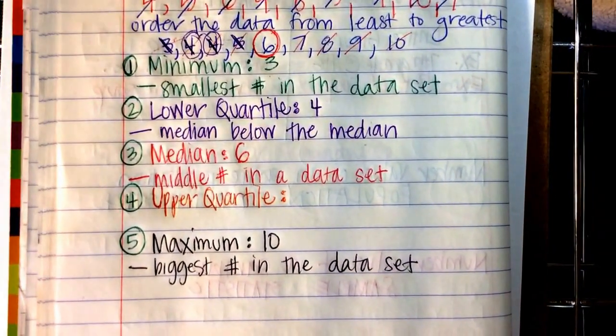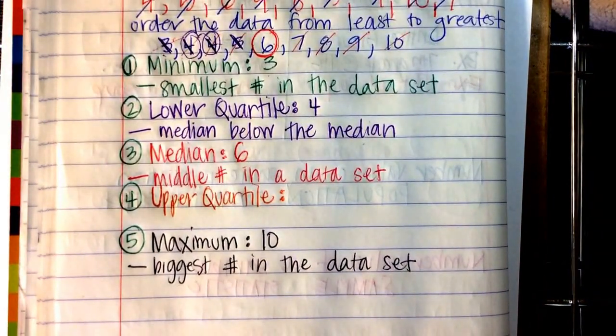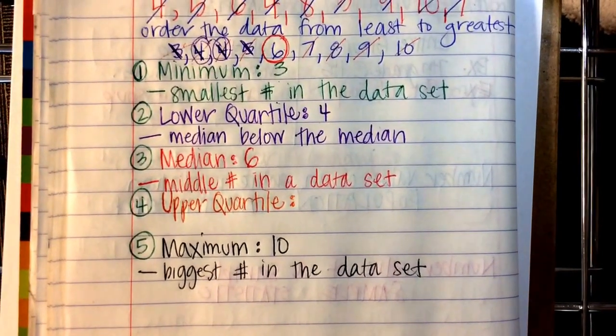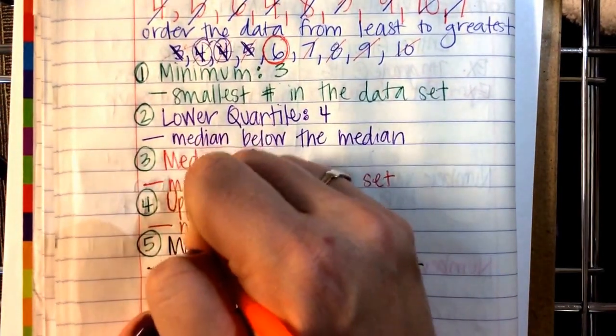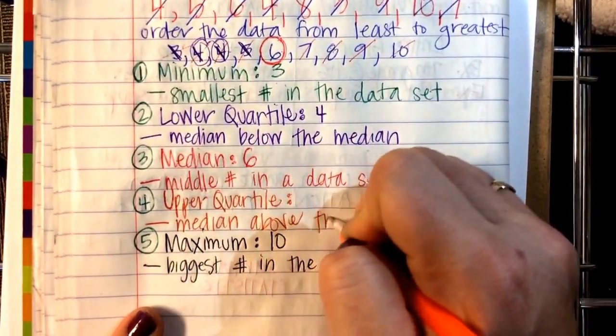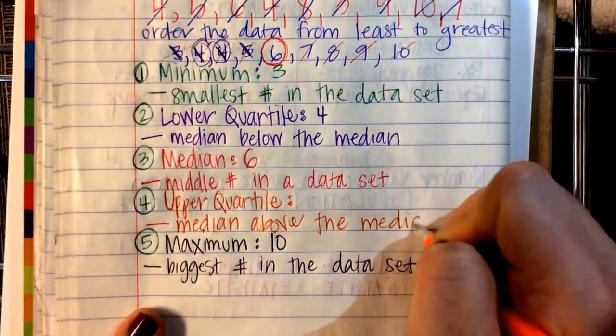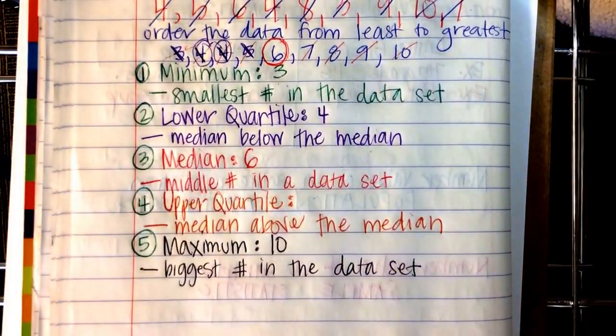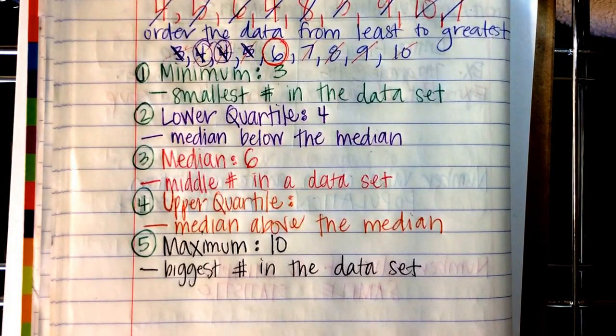And again, you guys, mathematicians are not creative when it comes to vocabulary. It really means about what it is. So if the lower quartile was the median below the median, the upper quartile is the median above the median.